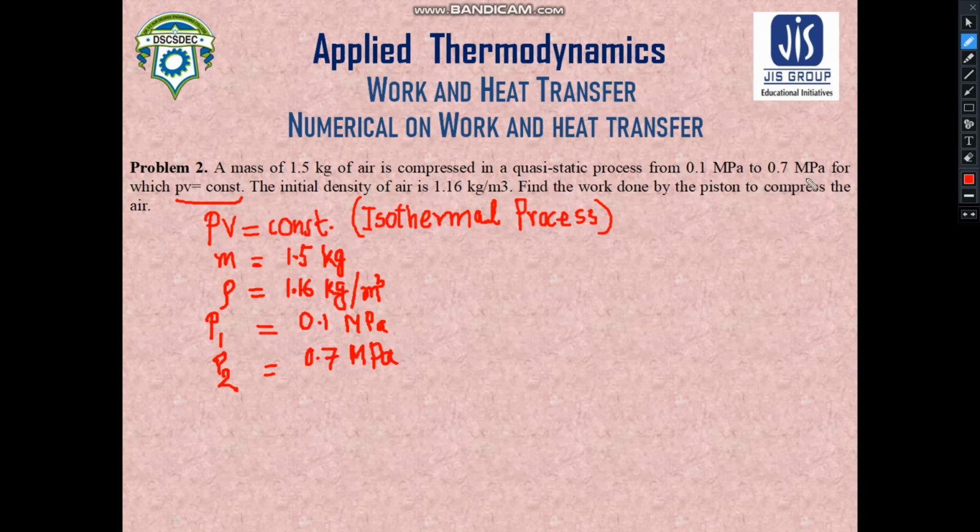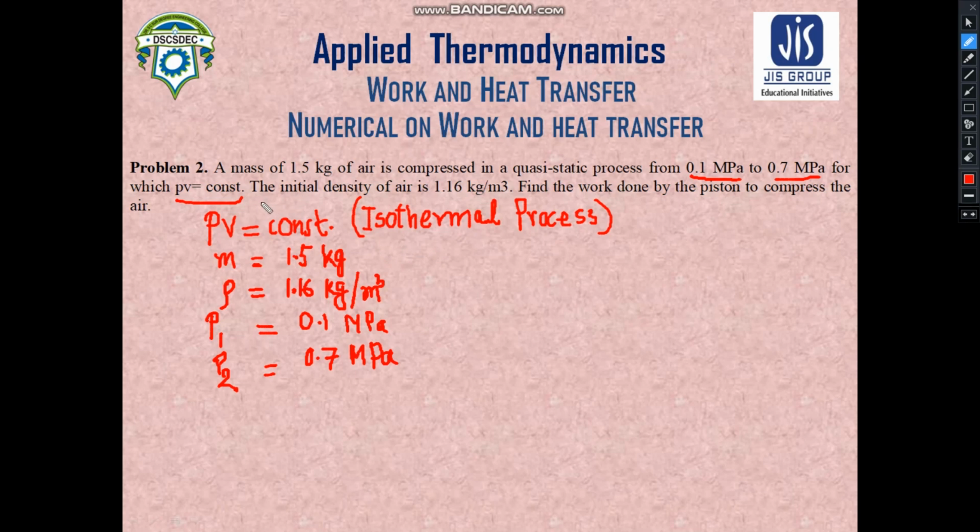It is compressed in a quasi-static process from 0.1 megapascal to 0.7 megapascal. This is your initial pressure, which I have written as P1, and this is your final pressure, which I have written as P2. It follows a process where the multiplication of pressure and volume, that is PV, remains constant throughout. We know from our basic understanding that whenever in a process PV is equal to constant, it is nothing but an isothermal process.